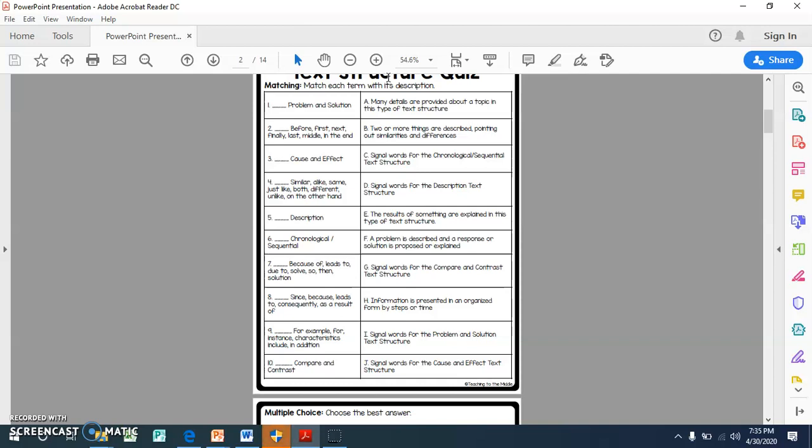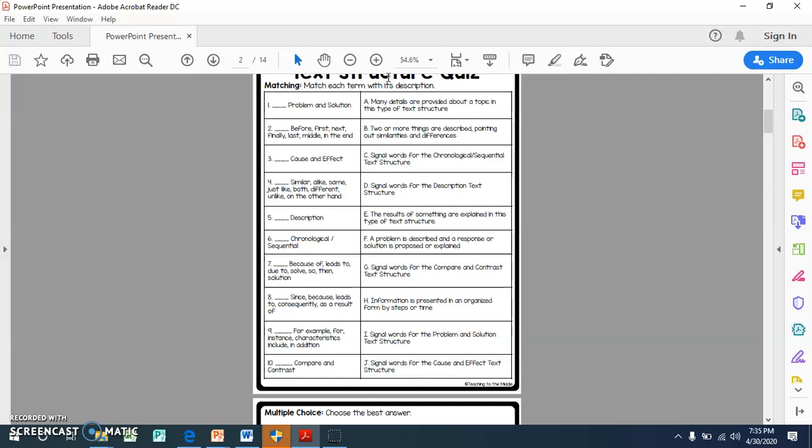Because of, leads to, due to, solve, so, then, solution. Which one of those in the second column, the right column, describes that? Since, because, leads to, consequently, as a result of. What letter in A through J matches that?